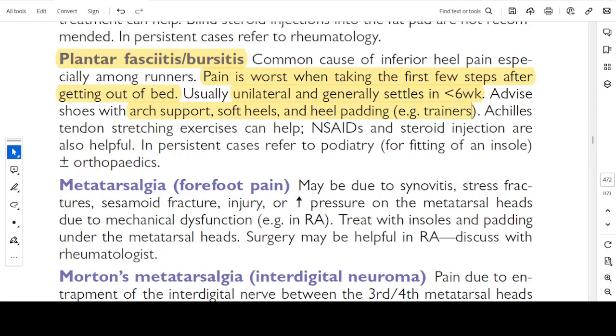Achilles tendon stretching exercises will help. NSAIDs and steroid injections are also helpful. In persistent cases, refer to podiatry for fitting of an insole, plus or minus orthopedics. Fasciitis or bursitis.